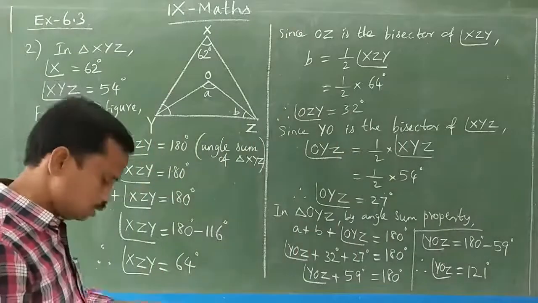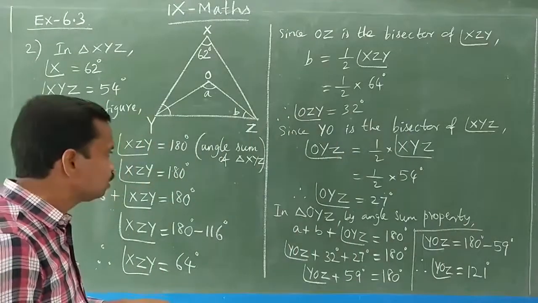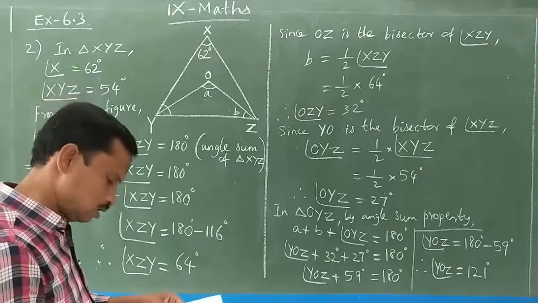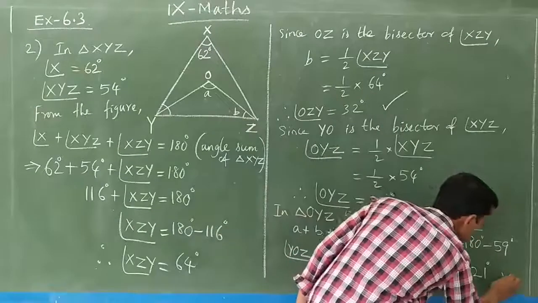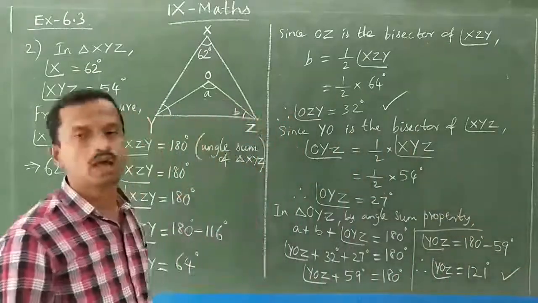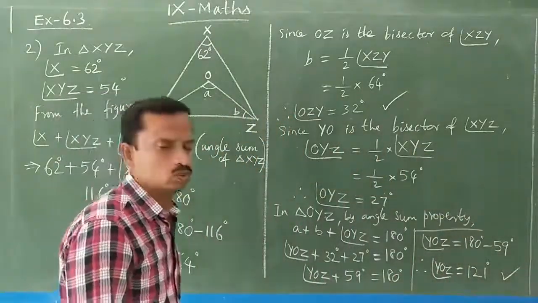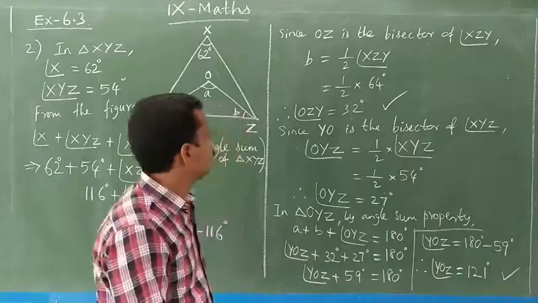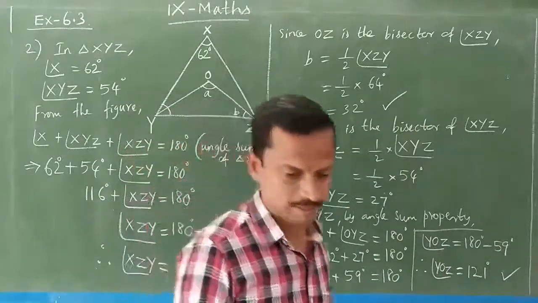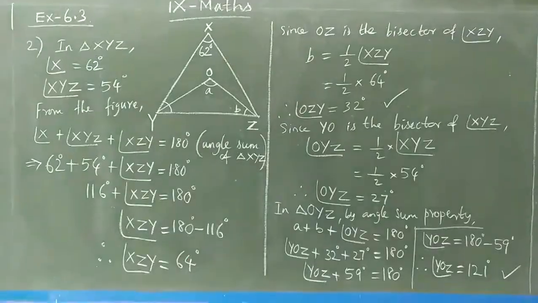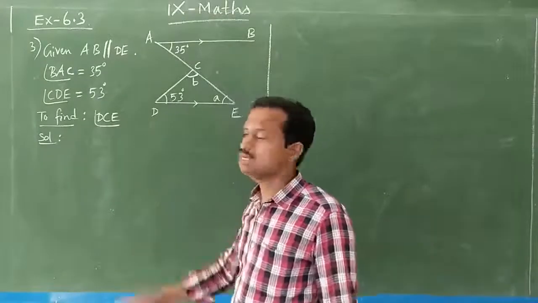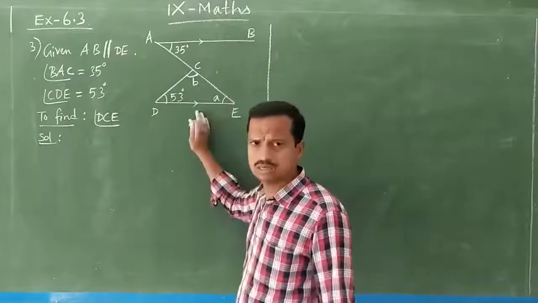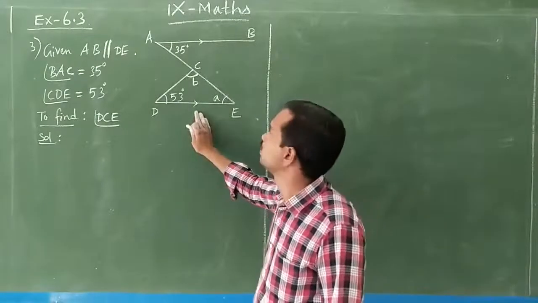So first of all, they are asking OZY and then YOZ. You see here we found it, and here also we found it. So these are the two answers, OZY and YOZ. Clear? And now let us move to the next question. So now coming to question number 3. So this is the figure given there.